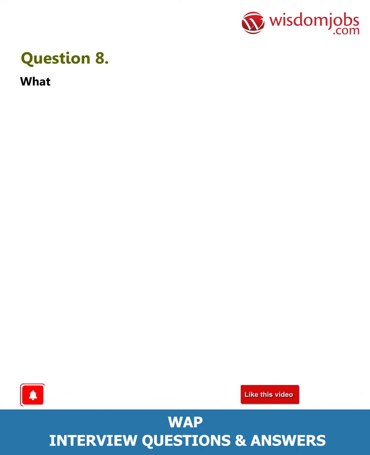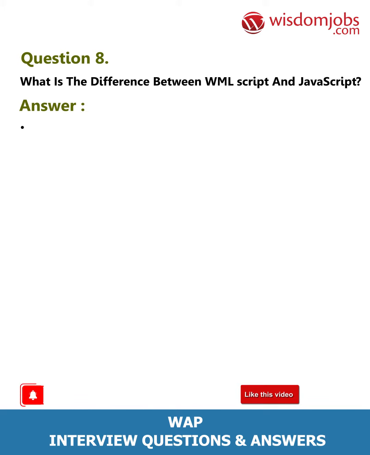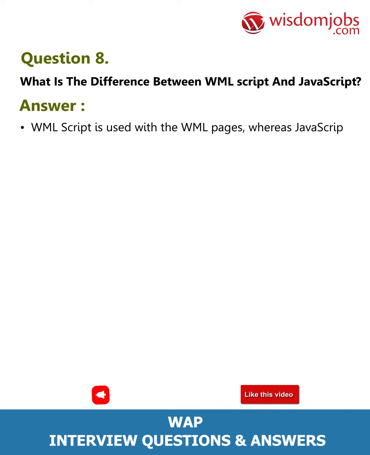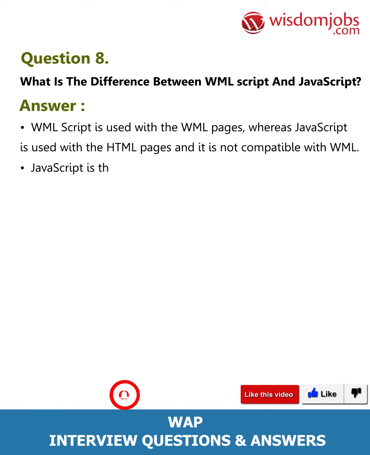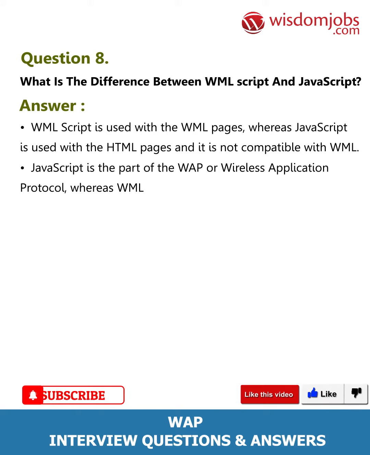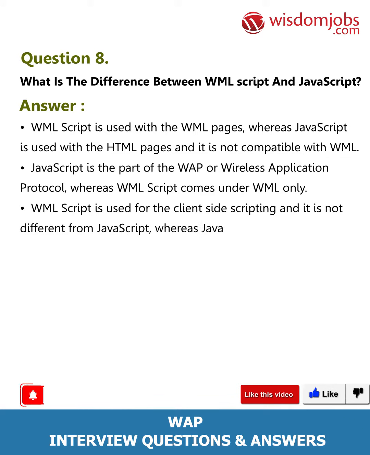Question 8. What is the difference between WML script and JavaScript? Answer. WML script is used with the WML pages, whereas JavaScript is used with the HTML pages and it is not compatible with WML. JavaScript is the part of the WAP or wireless application protocol, whereas WML script comes under WML only.